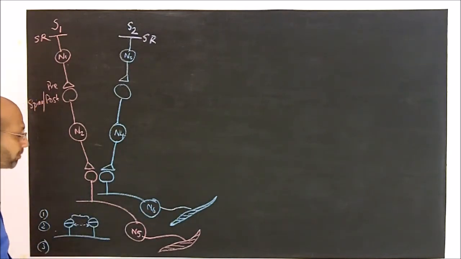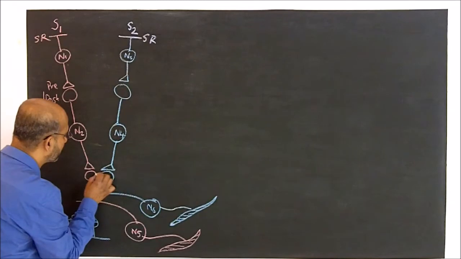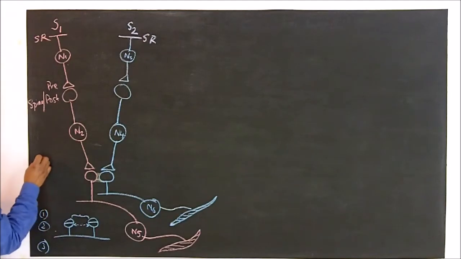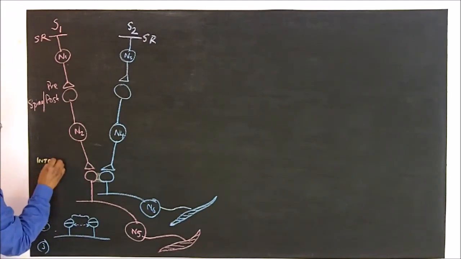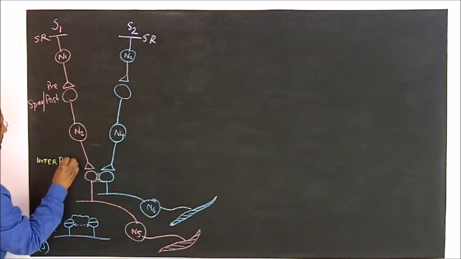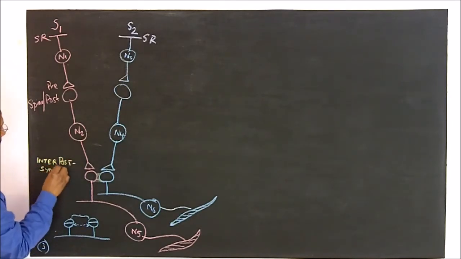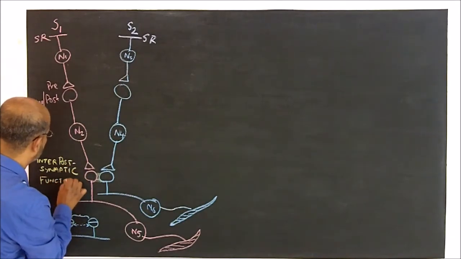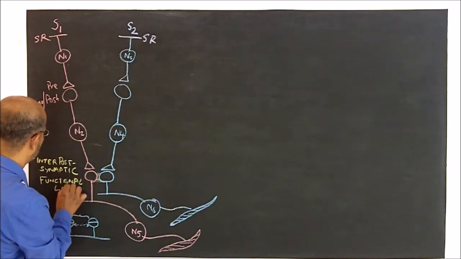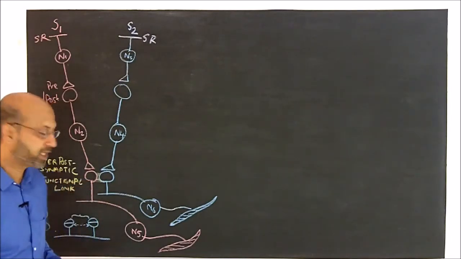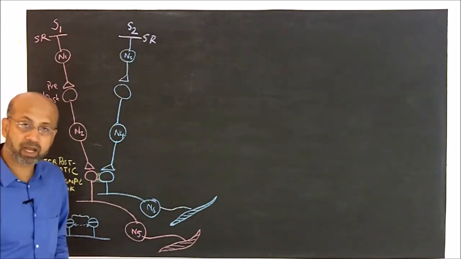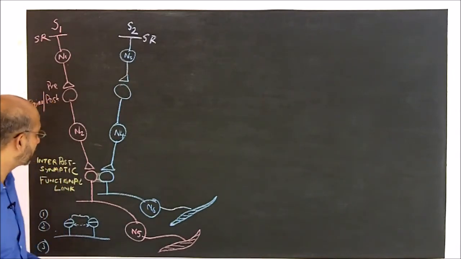So based on the semblance hypothesis, a mechanism is expected to take place between these two dendritic spines, and it was named the inter-postsynaptic functional link. At this point, we don't know the nature of that inter-postsynaptic functional link, but we are going to derive the nature of that inter-postsynaptic functional link.